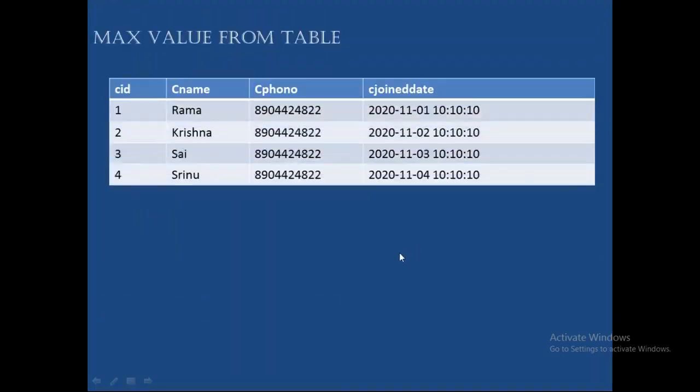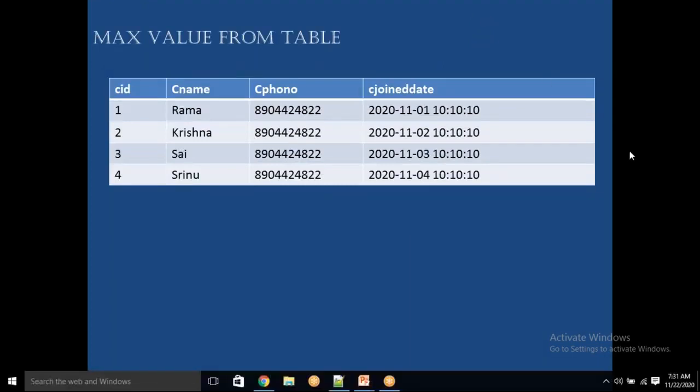Now, max value from table. I want to ask you, what is the maximum CID I have? Maximum number. 4. I have a 4. Very good. Now, anybody know how to write a query to get the maximum CID? Yes. Select max CID from table. Select star from table where ID equals to. Okay, ID.